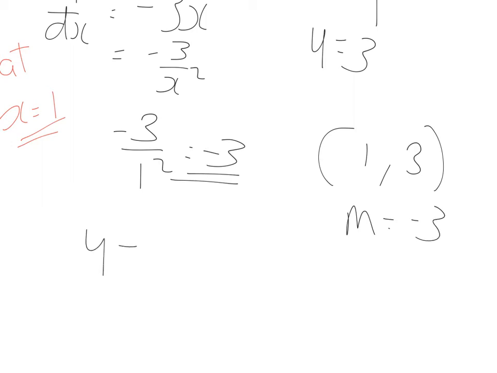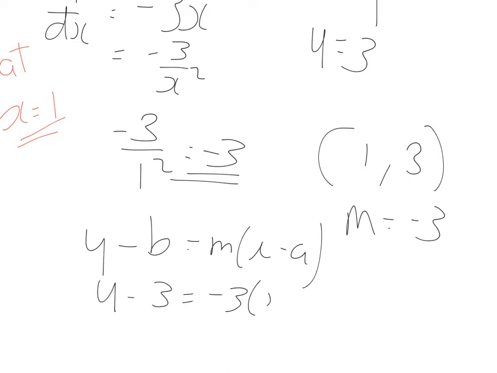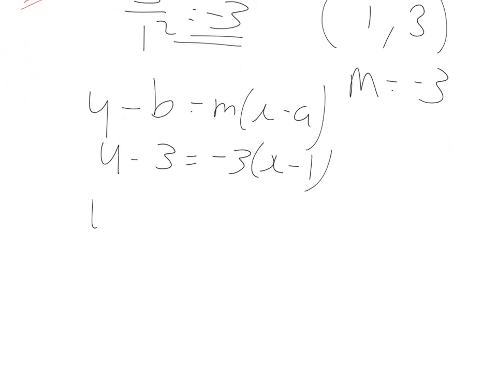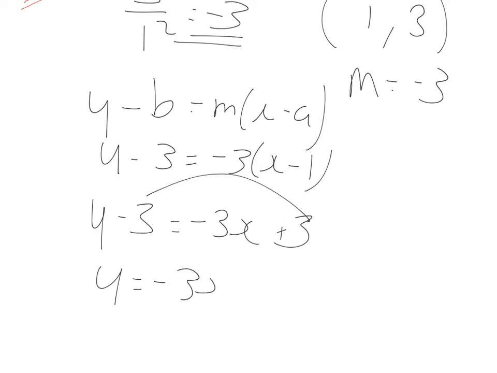And I put that into y minus b equals m in bracket x minus a. So that's y minus 3 equals minus 3 bracket x minus 1. y minus 3 is equal to minus 3x plus 3. I'm going to bring minus 3 over, and that will be y equals minus 3x plus 6, and that is the final answer to the question.